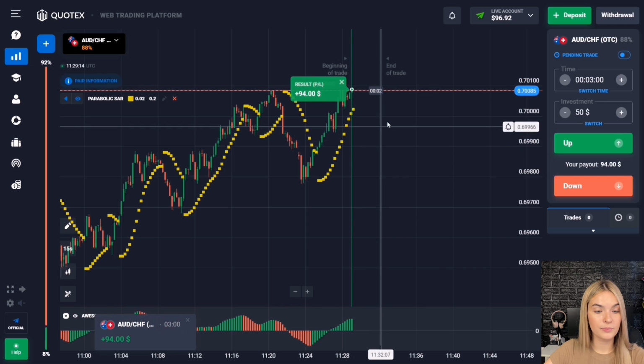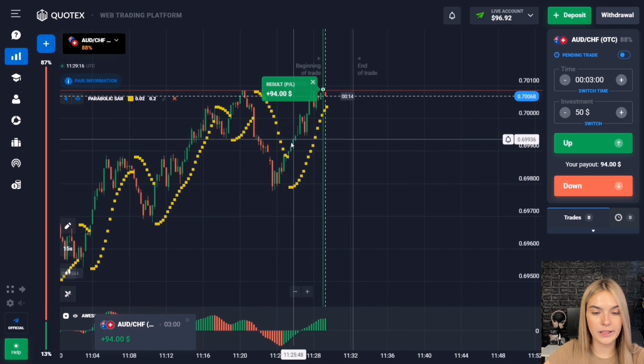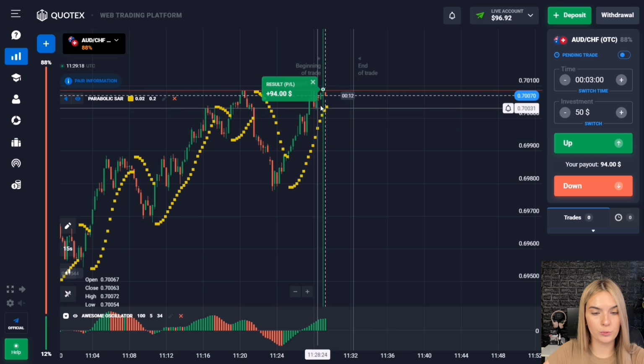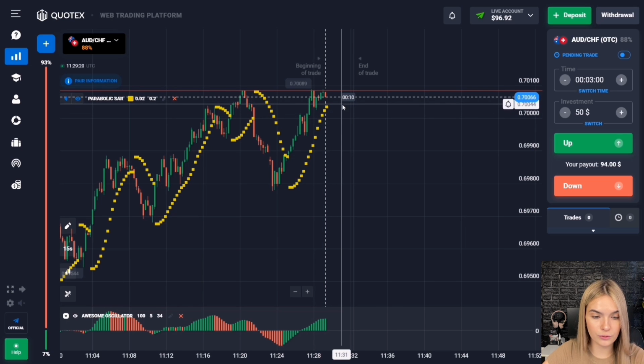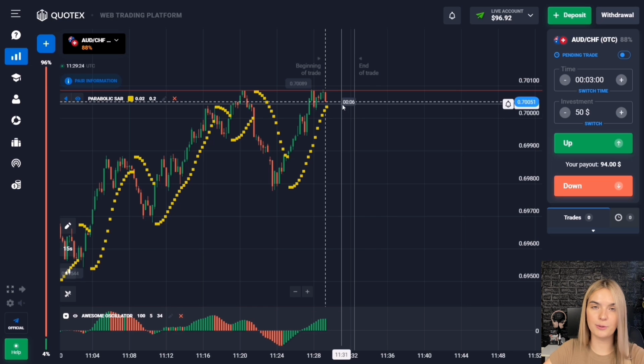It's not bad at all. Volumes for the increase really began to grow and the price continued its upward movement, and we are getting a good, confident profit here with you. Everything is going great. Let's continue and consider the following market situation.